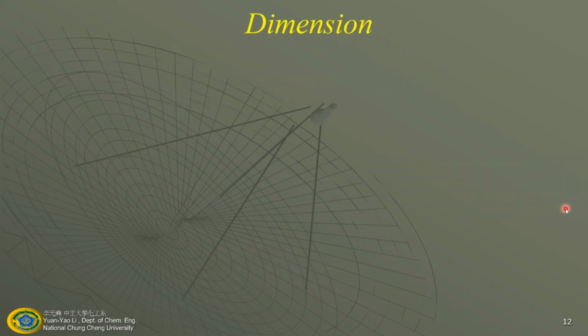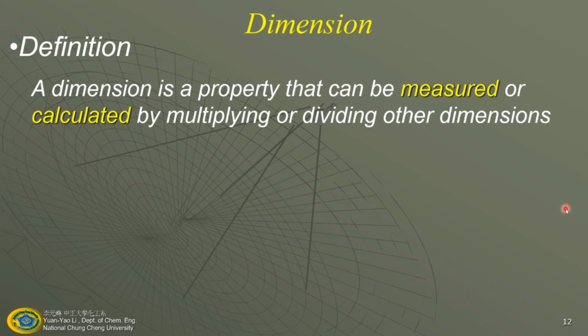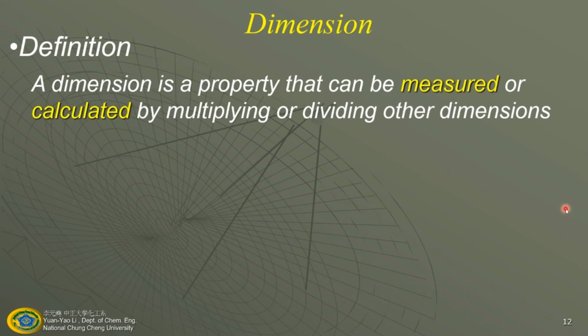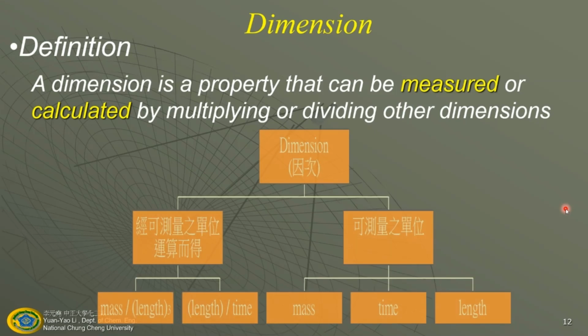Okay, how about dimension? As I just mentioned, inch and centimeter all belong to the same dimension, but they are different units. Inch is one type of unit, centimeter is one type of unit, but they all belong to the same dimension, which is length. The definition is that a dimension is a property that can be measured or can be calculated by multiplying or dividing other dimensions. This definition looks complicated, but don't worry, I will have a very good example that you know.